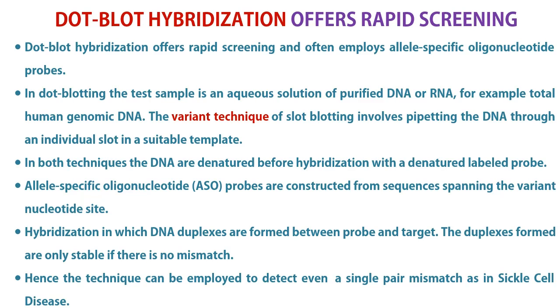Allele-specific oligonucleotide, ASO, probes are constructed from sequences spanning the variant nucleotide site. Hybridization occurs in which DNA duplexes are formed between probe and target. The duplexes formed are only stable if there is no mismatch. Hence the technique can be employed to detect even a single base pair mismatch, as in sickle cell disease.